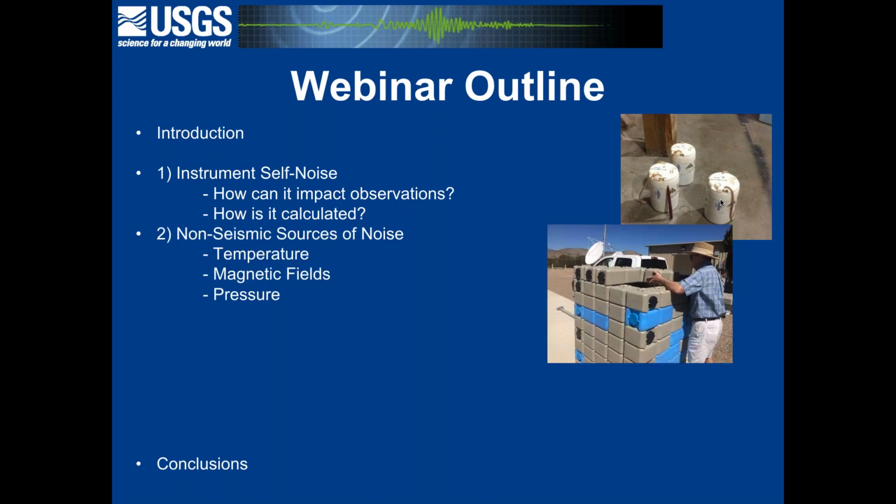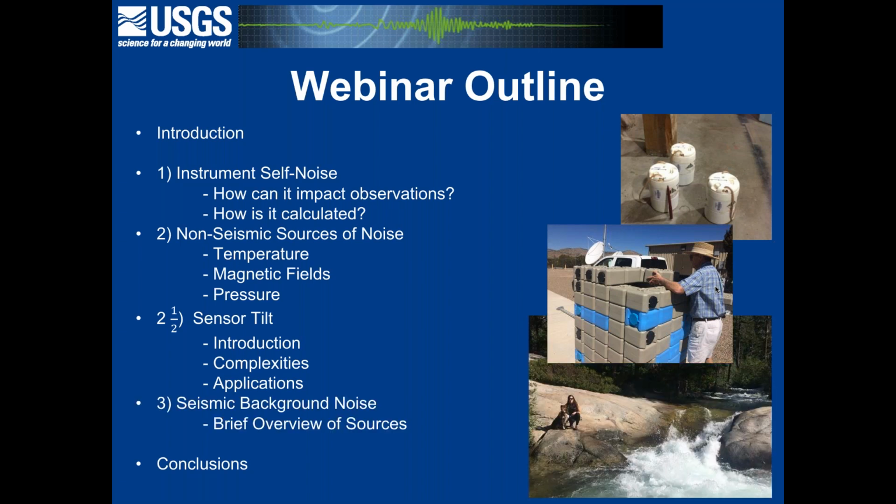I'm going to talk about non-seismic sources of noise. These will include temperature, magnetic fields, and pressure. And over here we have Bob Hutt attempting to thermally isolate the top of a borehole casing. At 2.5 here, I put sensor tilt because it actually is a seismic signal. It's caused by ground deformation, but it's not propagating as an elastic wave like we think of most seismic waves. So I'll talk a little bit about sensor tilt and some of the applications you can use it for.